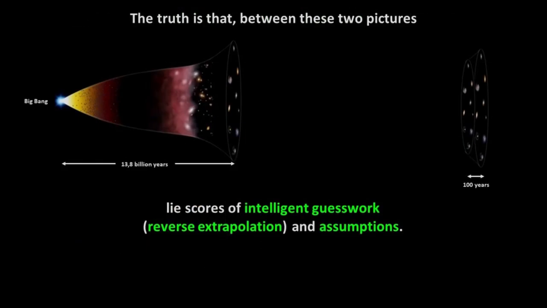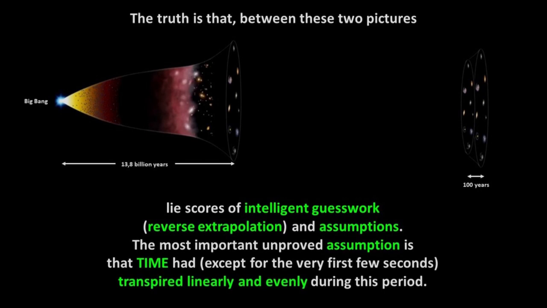The truth is that between these two points, the left-hand side picture and the right-hand side picture, lie scores of intelligent guesswork, reverse extrapolation, and assumptions. Because nobody looked. Nobody was there to look. The most important unproved assumption is that time, listen very, very carefully, had, except for the very first few seconds, transpired linearly and evenly during this period. Look at me quickly.